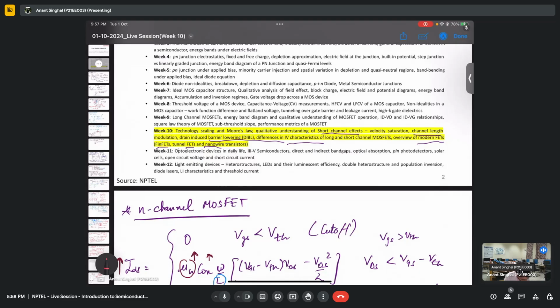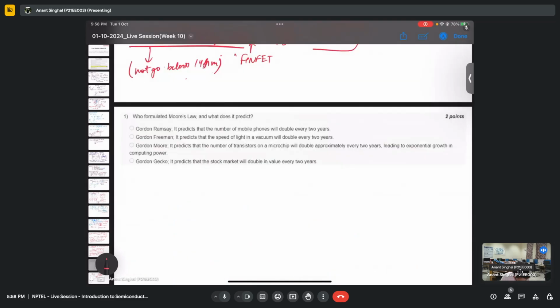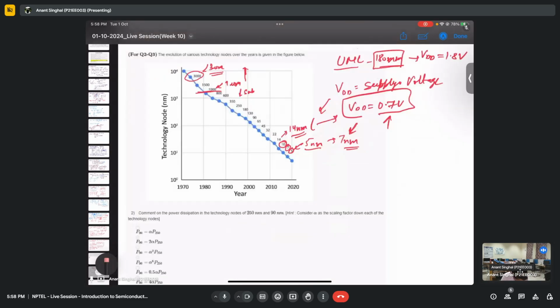Okay, so this is: who formulated Moore's law and what does it predict? Quickly, let me know what the answer is. This is very easy, I guess. Option C, sir. Yeah, I guess this is very straightforward. I'm not consuming much time on this. So let's see this now. This is a question. I guess this was given in this year's assignment also.